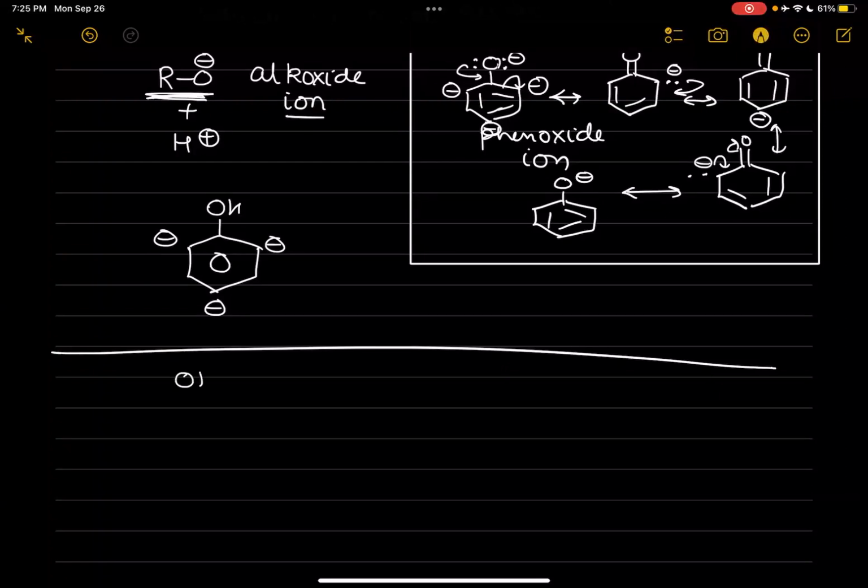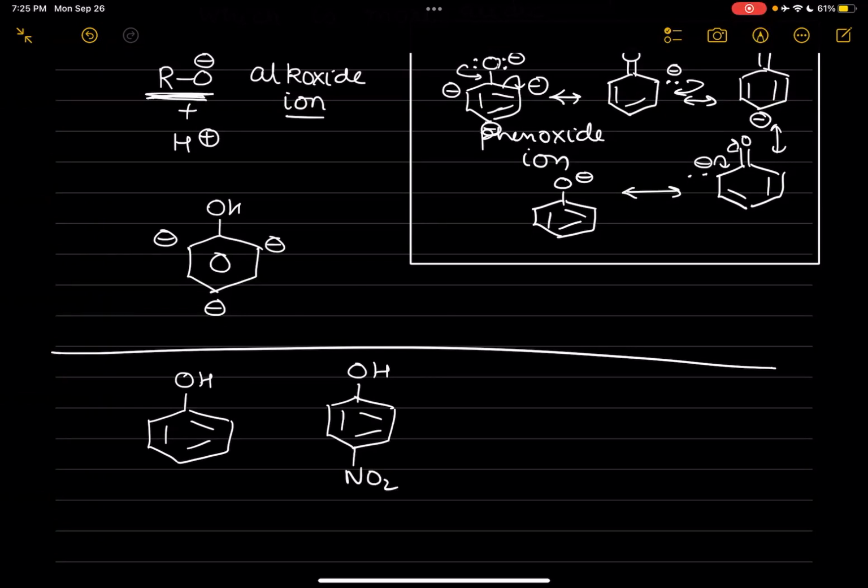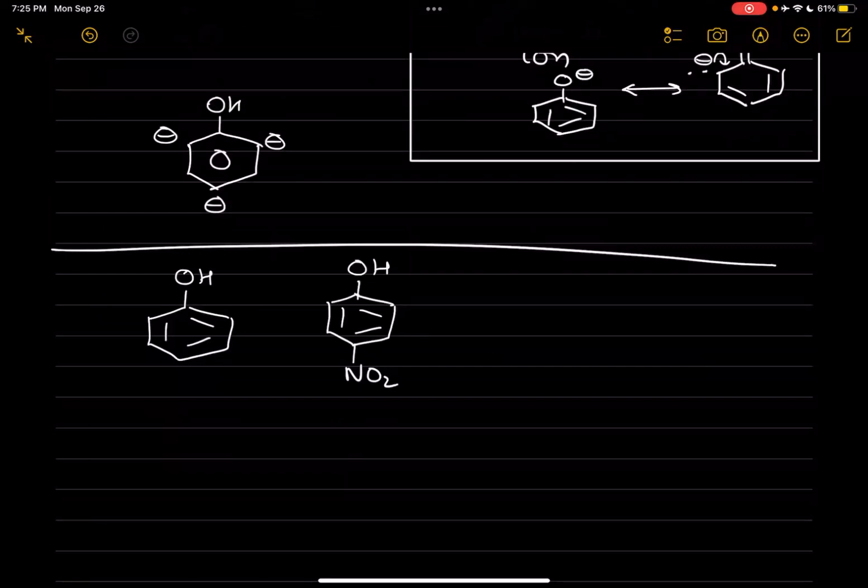can you tell me, this also requires knowledge of resonance, which is more acidic? Phenol or para-nitrophenol, which is more acidic? Tell me. Which one is more acidic? So para-nitrophenol. Yeah, the acidic strength is more for para-nitrophenol. Why?